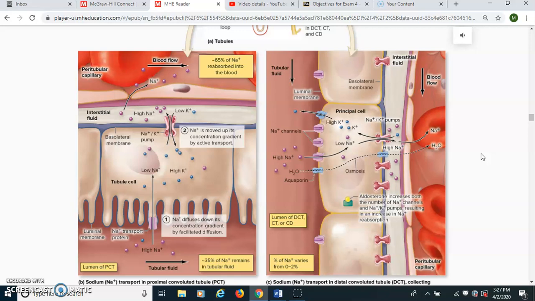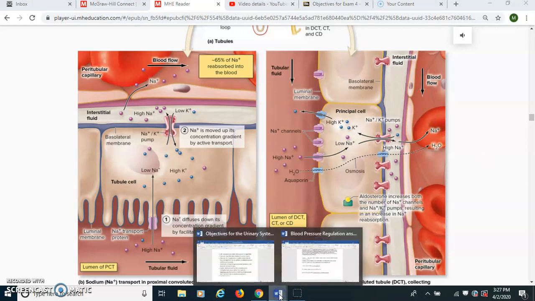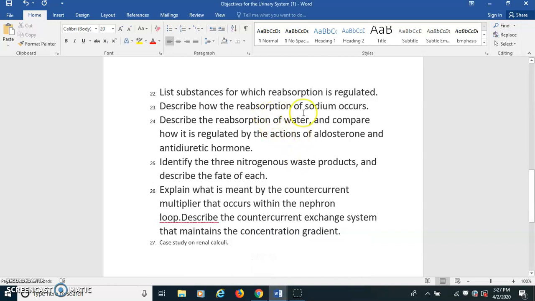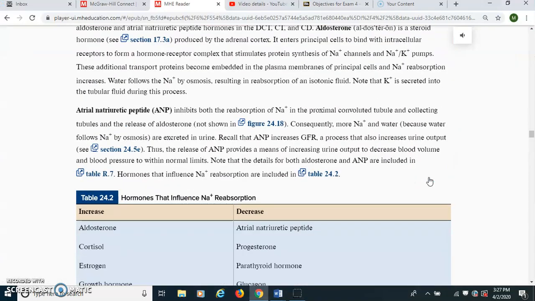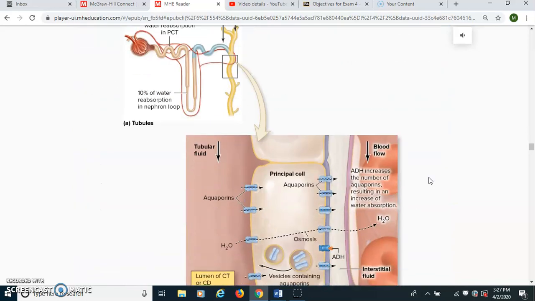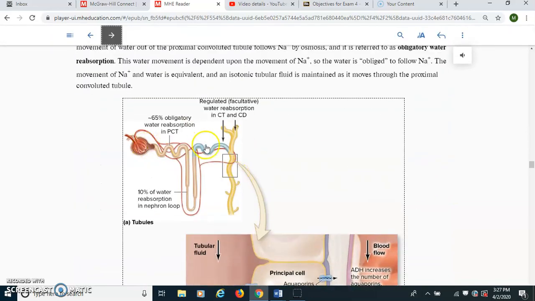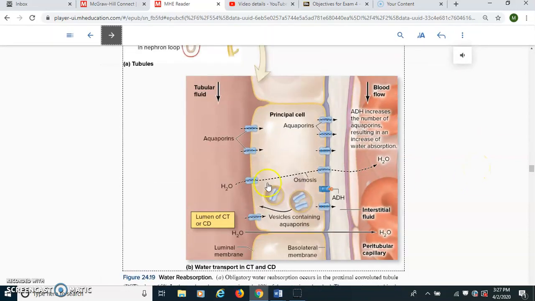So the next substance we'll talk about is our water, the reabsorption of water. And there is a picture. Here we go. So we have again that little nephron here. And then we kind of zoomed in so we can see what's going on.